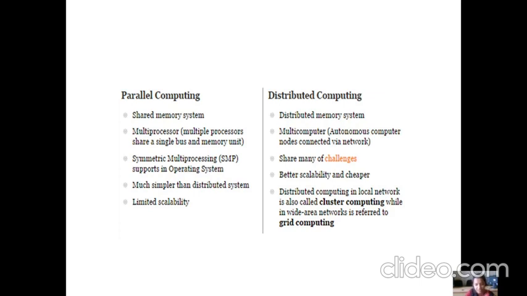Distributed computing in a local network is also called cluster computing, while in a wide area network it is referred to as grid computing. Cluster computing is again a huge topic. We will see cluster computing in our next class. So in a local network, distributed computing is referred to as cluster computing. When it comes to the wide area network, distributed computing is referred to as grid computing.